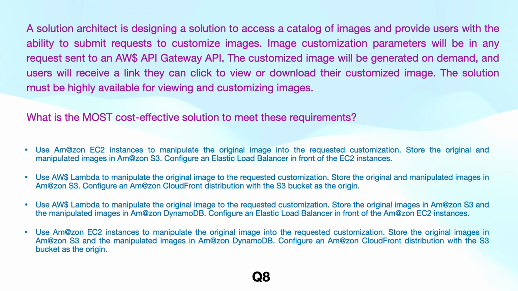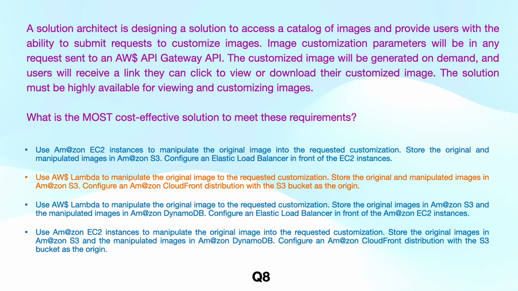Second one is about Amazon CloudFront distribution. The third one is storing the images in Amazon DynamoDB and then configuring an elastic load balancer in front of Amazon EC2 instances. Fourth is all about Amazon DynamoDB and then CloudFront distribution as well. So the right answer is the second one. Use AWS Lambda to manipulate the original image to the requested customization, store the original and manipulated images in Amazon S3, configure Amazon CloudFront distribution with the S3 bucket as the origin.